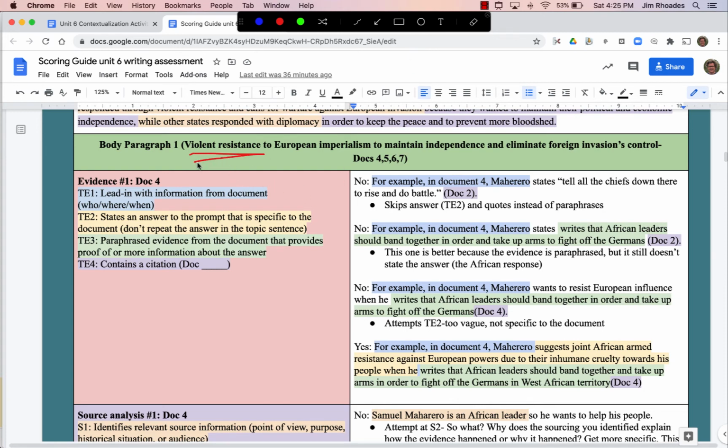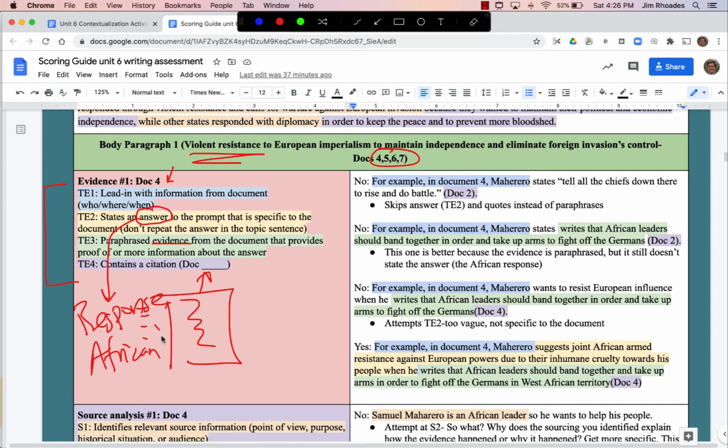So here's that violent resistance paragraph, and it's got documents 4, 5, 6, and 7 in it. We have to remember the success criteria. We need some kind of a lead-in and some kind of a citation, but the most important thing is an answer to the prompt that is proved with evidence. And remember, when we were gathering all that information, here was our document and we were writing stuff down here, that we were looking for an African response. So that is what my answer should be.